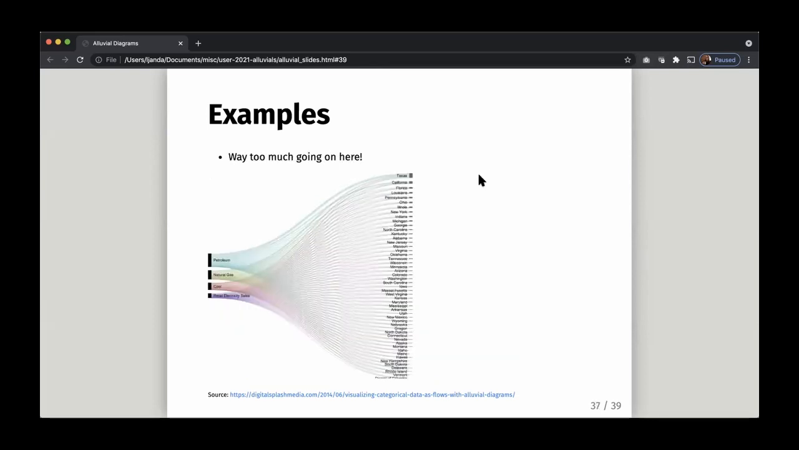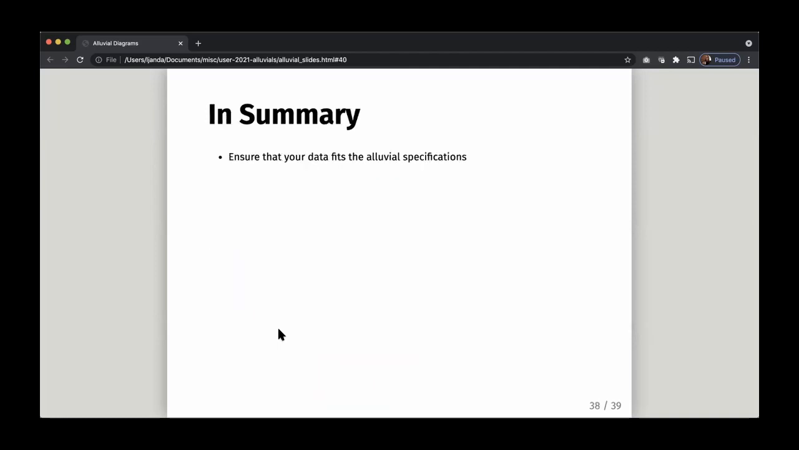Here's the last example, and there's just way too much going on here. So we've got different gas sales by state. So petroleum, natural gas, coal, and retail electrical sales. And you just can't see anything, right? This is just complete spaghetti. So I would highly suggest avoiding this kind of approach.